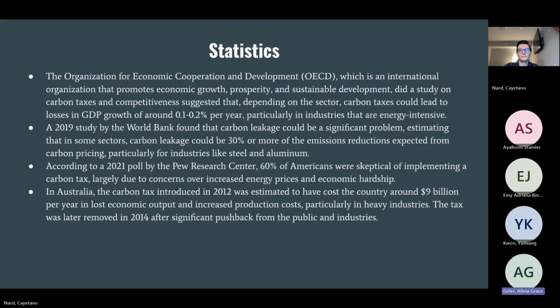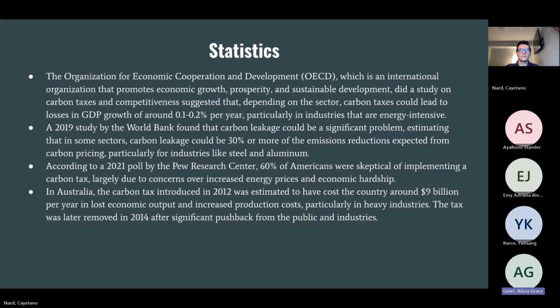Another study was done in 2019 by the World Bank, and they found that carbon leakage could be a significant problem, estimating that in some sectors, carbon leakage could be 30% or more of the emission reductions expected from carbon pricing, particularly for industries like steel and aluminum. And according to a 2021 poll by the Pew Research Center, 60% of Americans were skeptical of implementing a carbon tax, largely due to concerns over increased energy prices and economic hardship.